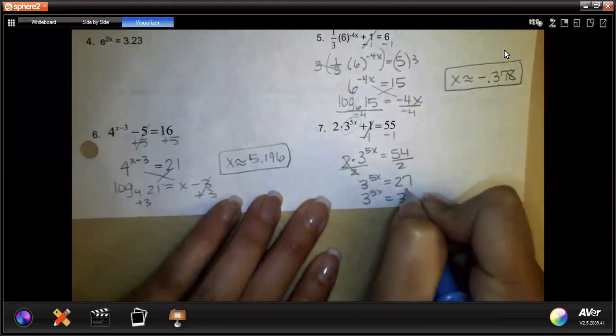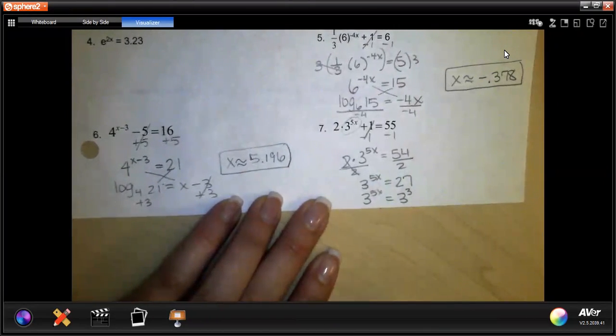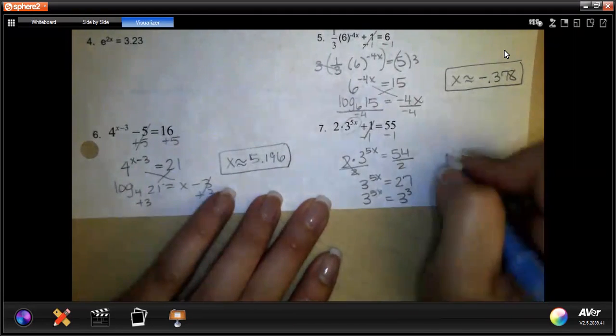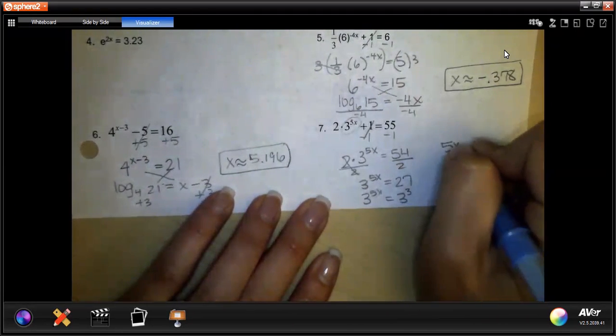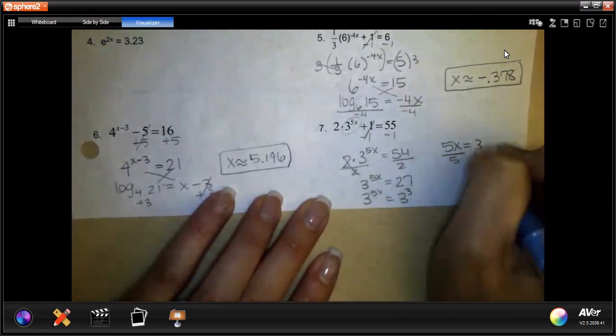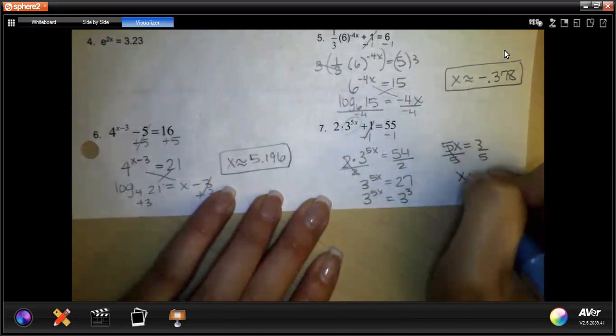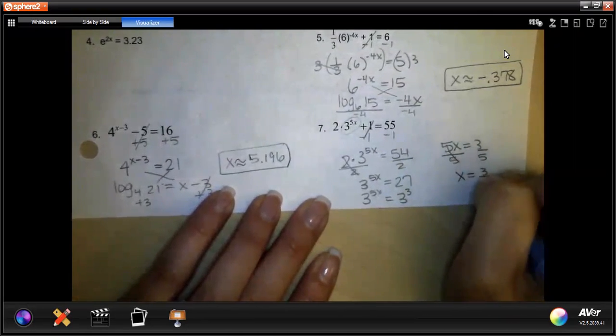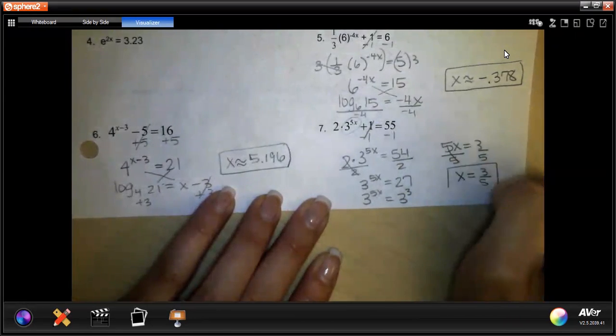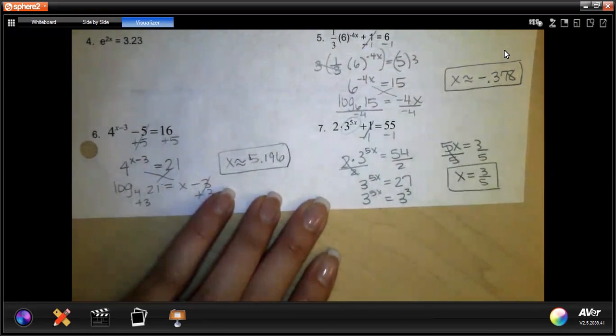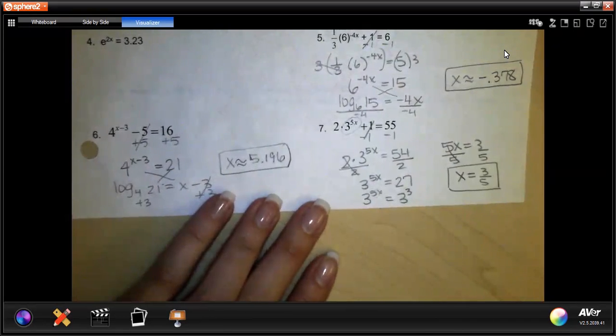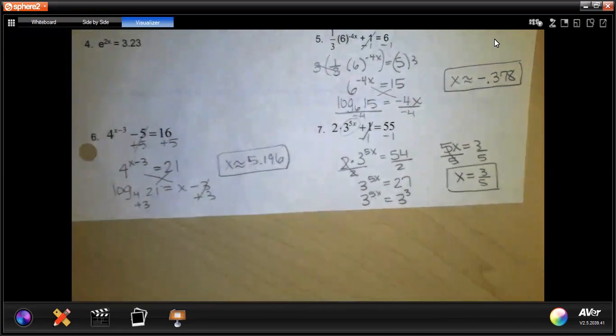27 is 3 to the 3rd power. And so 5x is equal to 3. And we divide by 5. And we can leave that as a fraction, or you can convert it to a decimal, whichever one you prefer.